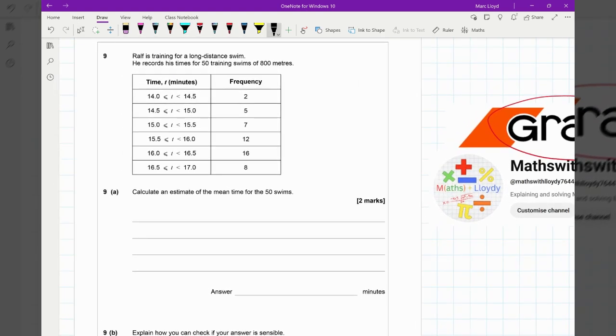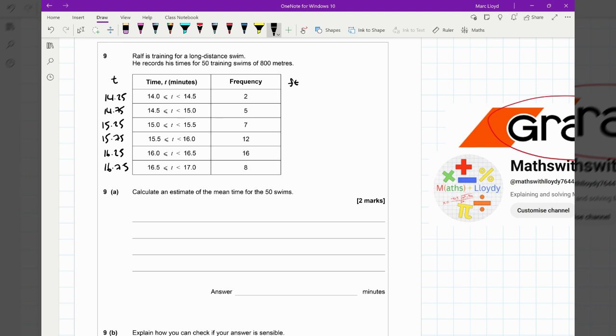Okay, so we are estimating a mean for the times of these swims. First thing that I know I need to do is find midpoints because this is grouped data. So 14.25, are all of these groups the same? Yes, they are. So all I need to do is add 0.5 to these. 15.75, 16.25, 16.75. Next job, I'll call these T, is I need to do ft, which is the frequency times by the time.